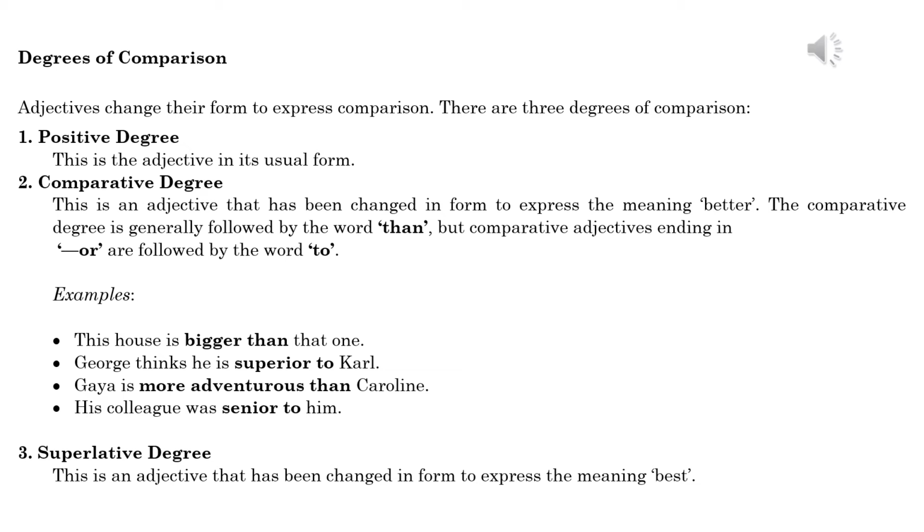Examples: this house is bigger than that one. George thinks he is superior to Carl. Gaia is more adventurous than Caroline. His colleague was senior to him. 3. Superlative degree. This is an adjective that has been changed in form to express the meaning best.